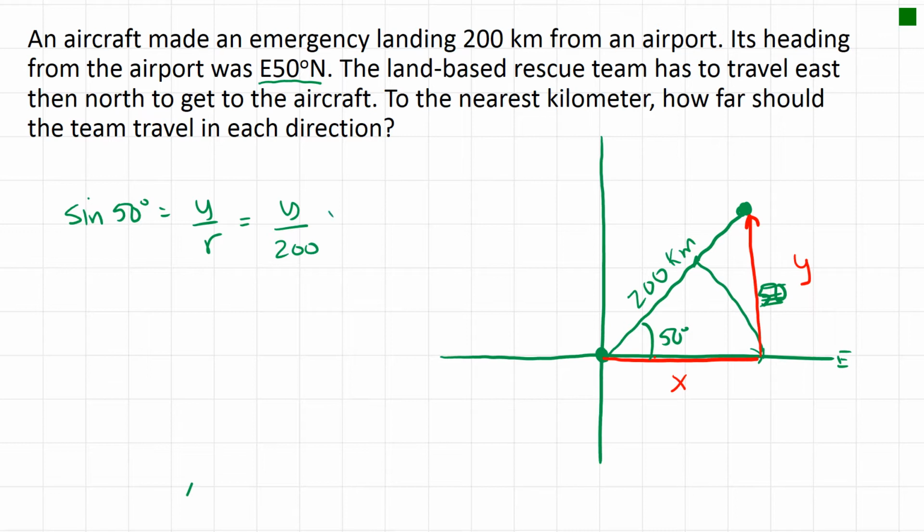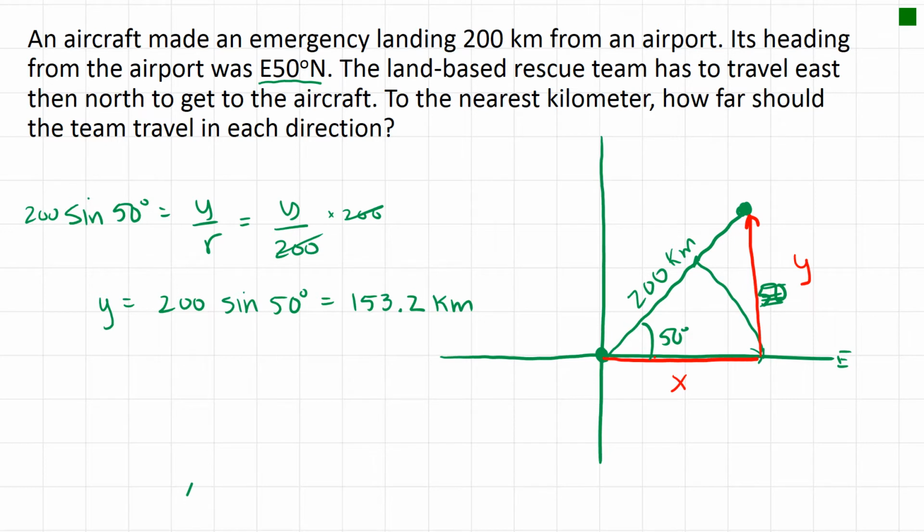So I'm going to multiply both sides by 200, cancel, and I get y equals 200 sine of 50 degrees. Using a calculator, I get approximately 153.2 kilometers.